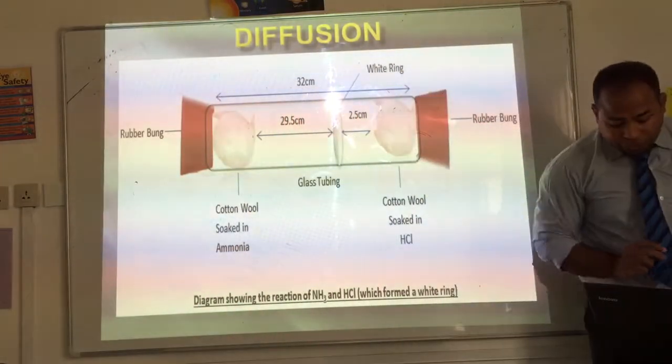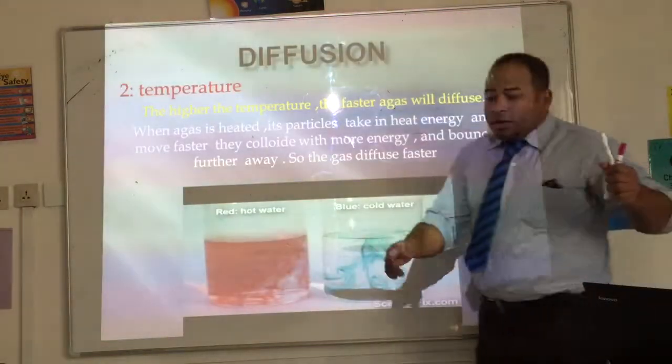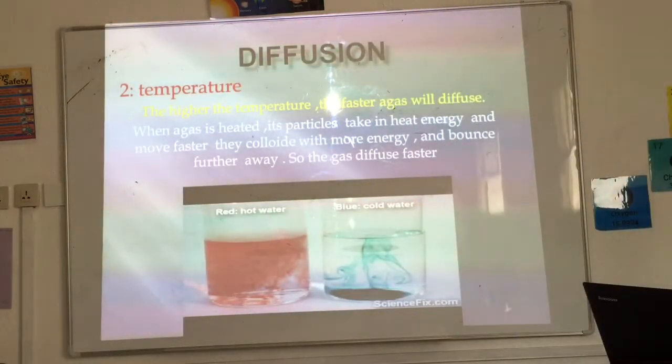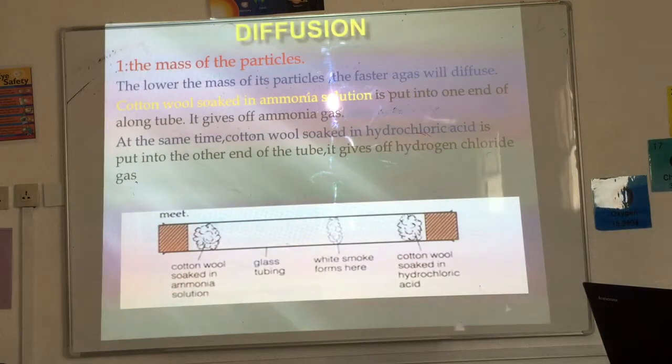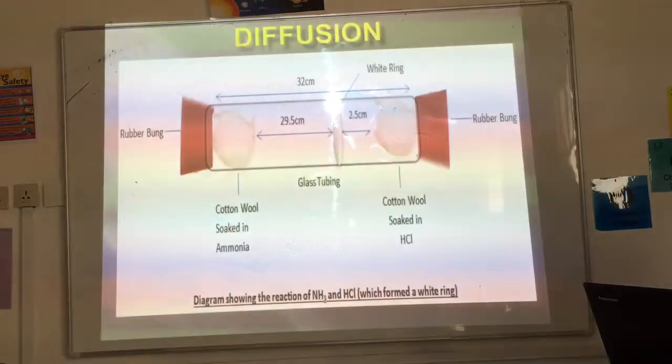Right. What do we have next in the diffusion process? We saw it before. The temperature. We said the diffusion process depends on, number one, the mass. The lower the mass of its particles, the faster the gas will diffuse. But number two, diffusion depends on temperature.